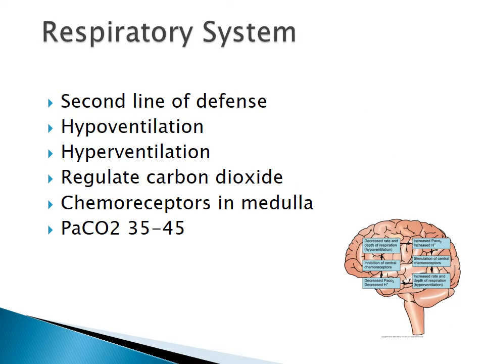The next system is the respiratory system. This is our second line of defense against acid-base imbalances, and it occurs within minutes. It can either stimulate us to hypoventilate, breathe more slowly so that we retain acids, or it can cause us to hyperventilate so that we excrete acids and breathe much more quickly to get rid of those acids. So the lungs regulate our carbon dioxide, and our carbon dioxide combines with water to form carbonic acid, and this is part of that acid-base balance.